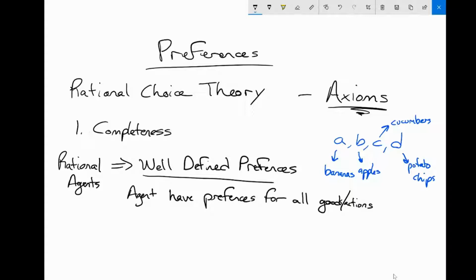Now, how do we represent that? I'm going to use some symbols here to represent what we mean by these preferences. That's the symbol for strongly prefer. Here's the symbol for weakly prefer. Here's the symbol for indifferent. So strongly prefer, strong preference, weak preference, and indifference.